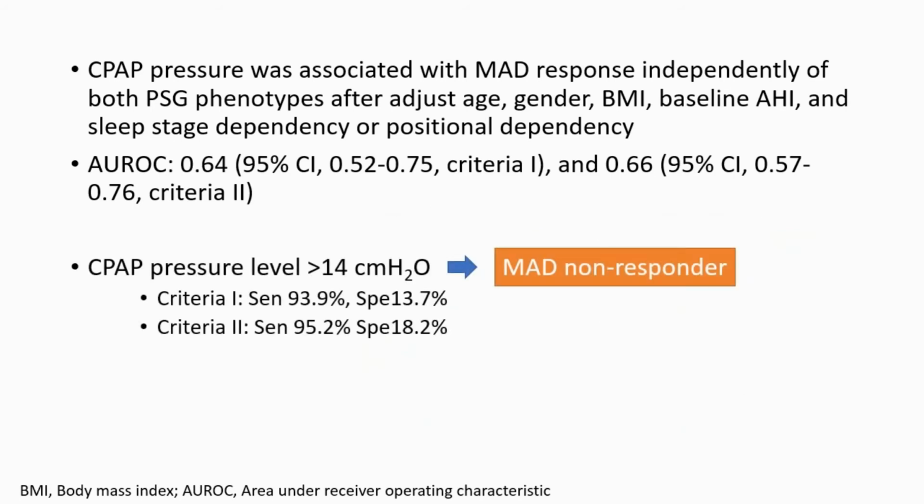To maximize the sensitivity to identify patients who may benefit from MAD treatment, a CPAP pressure over 14 cm of water was selected for predicting MAD non-responders, with sensitivity and specificity of 93.9% and 13.7% in criteria 1, and 95.2% and 18.2% in criteria 2 respectively.